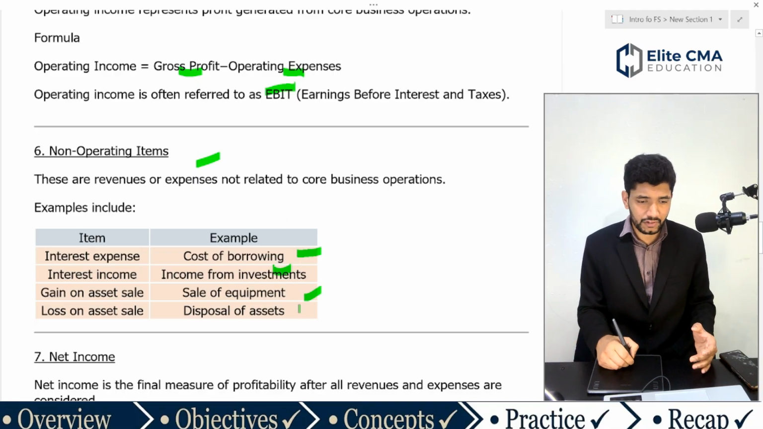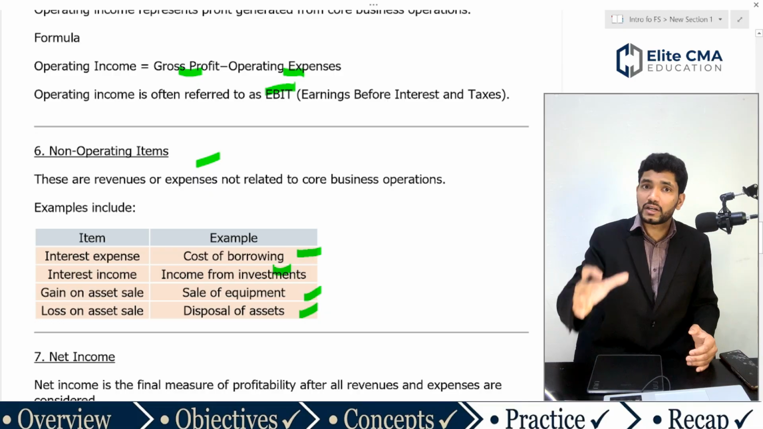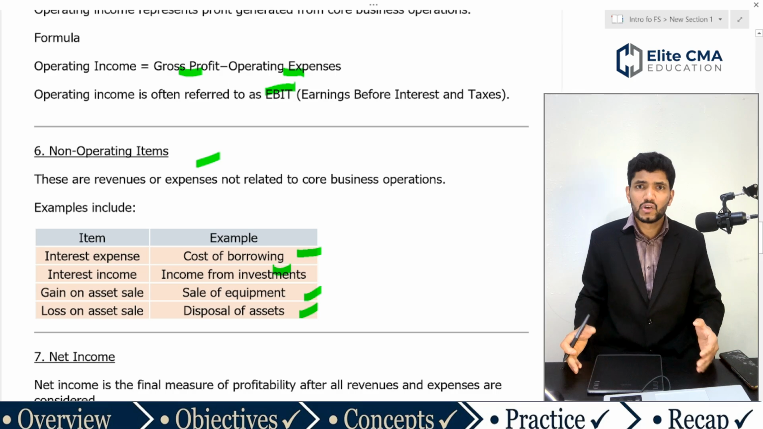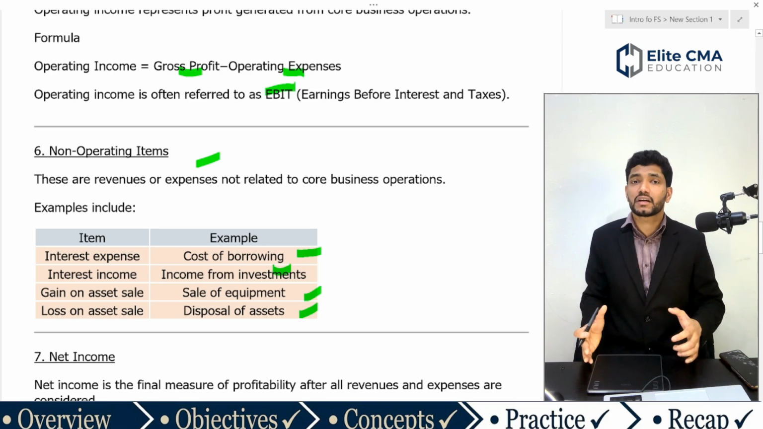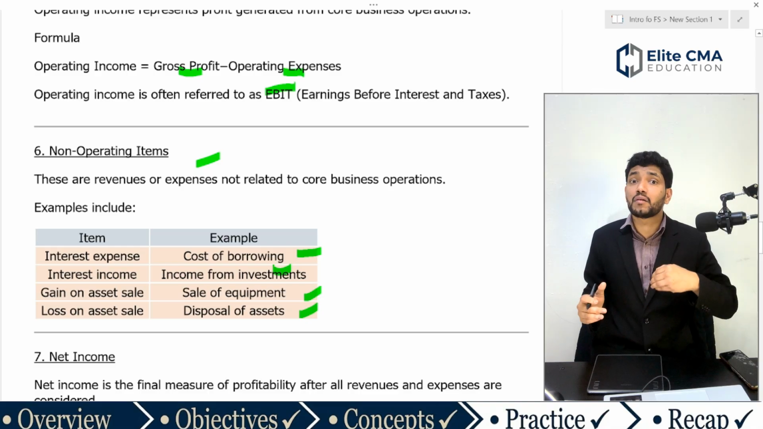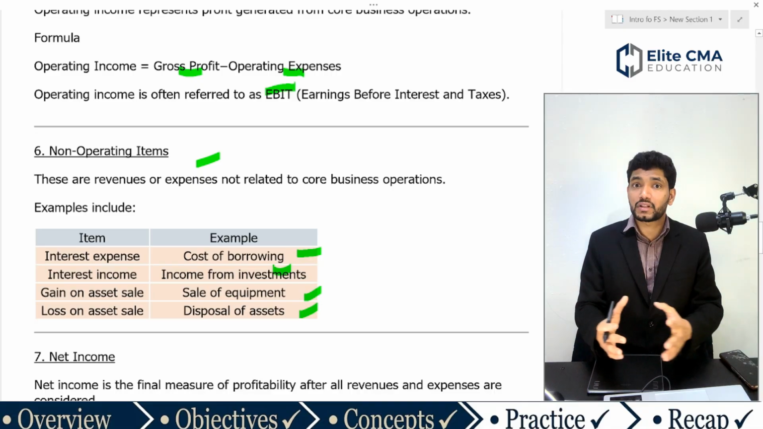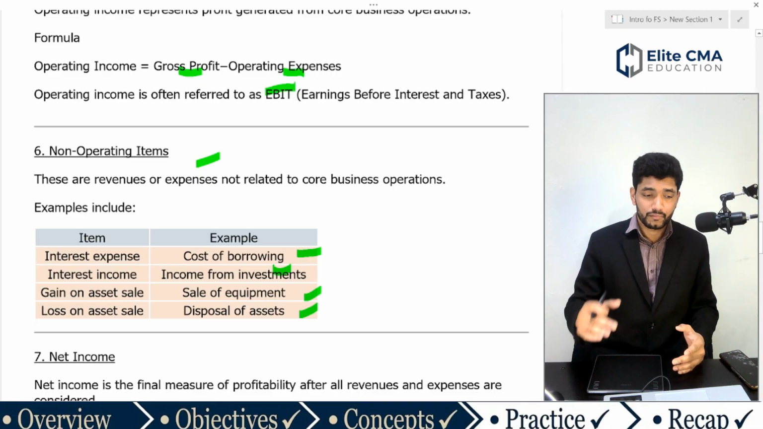Then the loss on sale of asset. If a company sold an asset at a loss, this will also come under the non-operating items. So the non-operating items, whether it is income, gain or loss, are those not directly related to the core business activities.